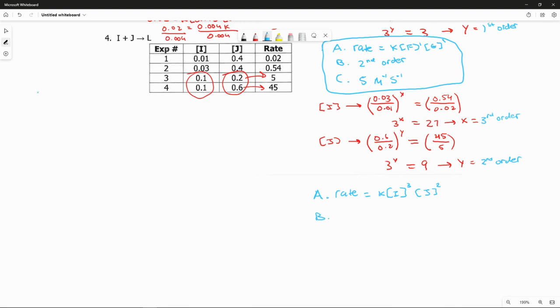B asks us for the reaction order. Total reaction order is calculated by adding every order up. So 3 plus 2 equals 5. This is the fifth order overall.